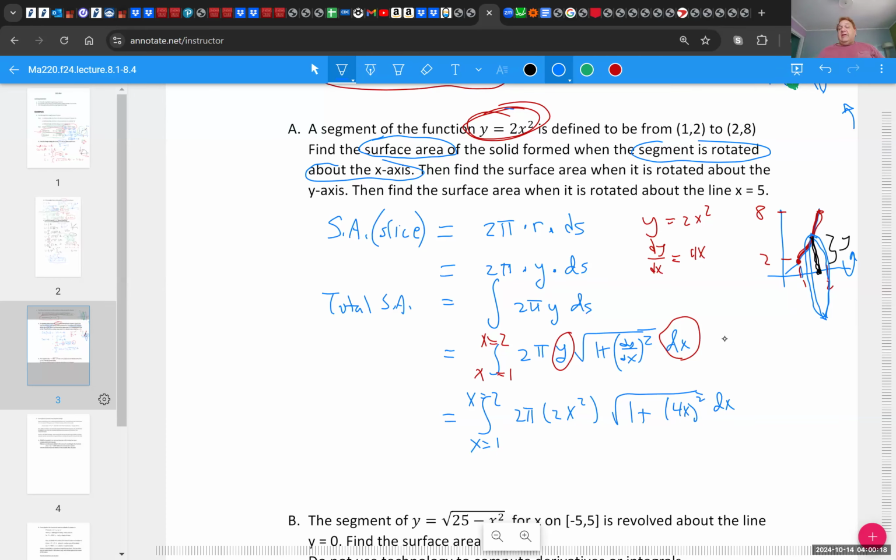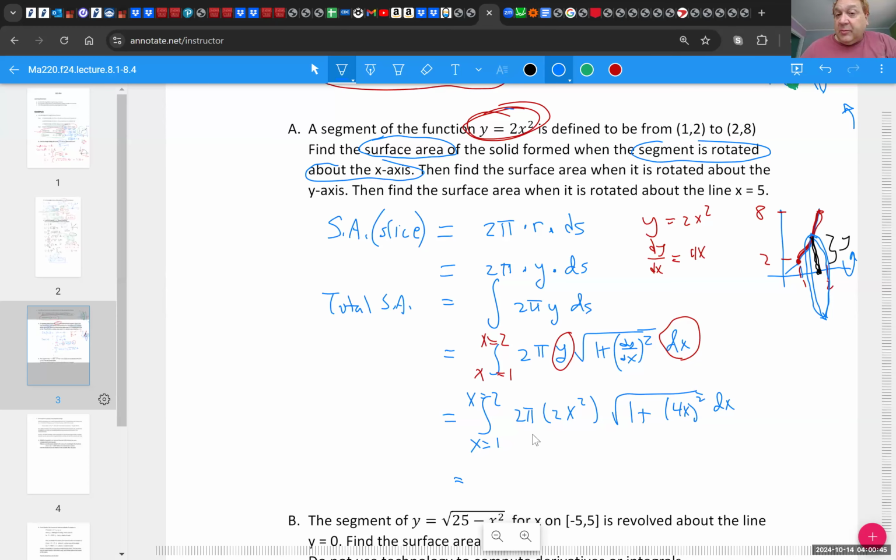And now everything's in terms of x's, and so now I'm ready to anti-differentiate this thing. This works by hand. You have to use a trigonometric substitution to do it by hand, but I'm just going to use technology because I'm not trying to focus on integration techniques in this video. I'm trying to focus on how to find surface area, how to set up the function, how to understand how slicing works. So I'm just going to default to technology to find the answer to this surface area integral.